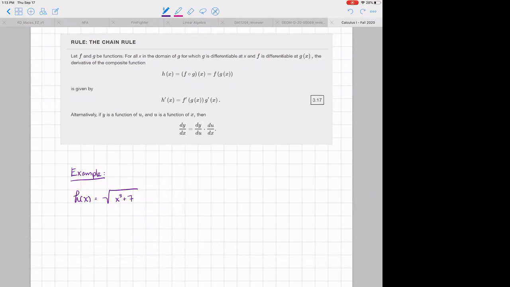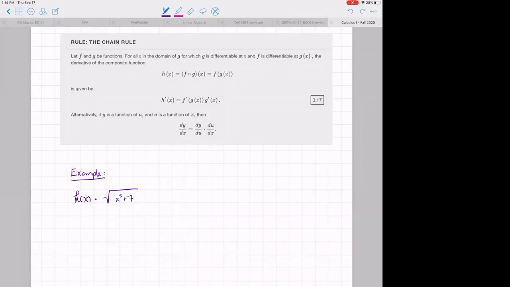And colloquially, I always just say it's the derivative of the outside function, and you plug in the inside function, leaving it alone, and then you multiply by the derivative of the inside function. It's kind of like this chain of derivatives and multiplications. Alternatively, if you can write y as a function of u and u as a function of x, then the chain rule says that dy/dx is the product of dy/du times du/dx. And I'll show you how this works in an example in both ways.